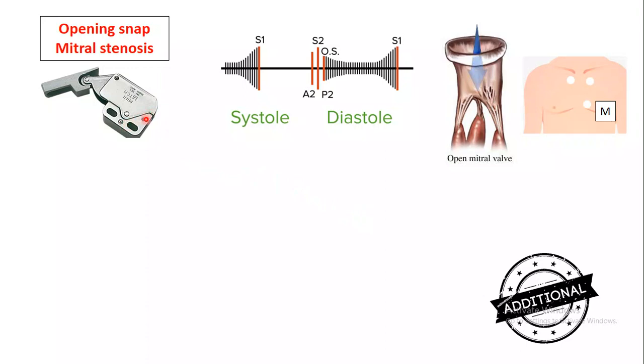A noise that is heard during the opening of the mitral valve in early diastole. This is actually caused by marked fibrosis of the leaflet, seen in patients with mitral stenosis. The tension on this fibrotic leaflet causes a sound called opening snap. This opening snap is heard like a click just before the mitral stenosis murmur.